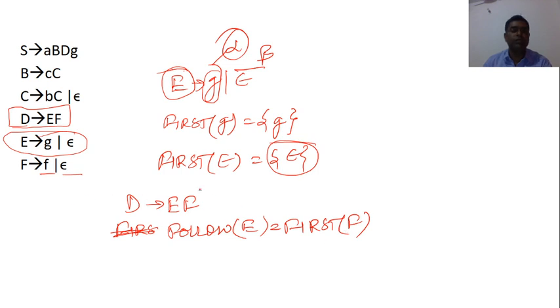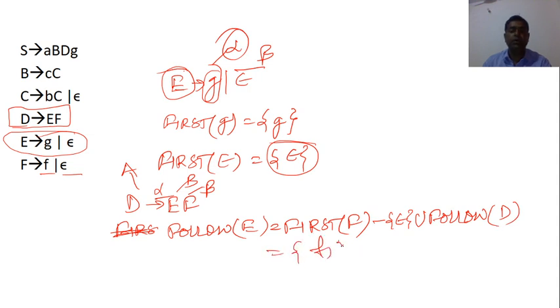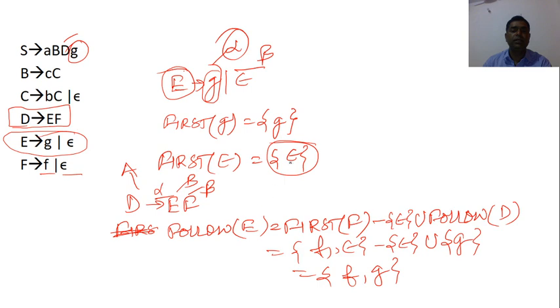So our first of beta contains empty, because this is beta, this one is B, and this one is A. A goes to alpha B beta, where beta is empty. For finding the follow, this was the production which I had taken as example, A goes to alpha B beta. So follow of E equals first of F, and first of F contains empty, so I have to write here the set difference with empty, union follow of D. That is F comma empty, minus empty, union follow of D. Follow of D is G here, so it will be G. And this is equal to F comma G.